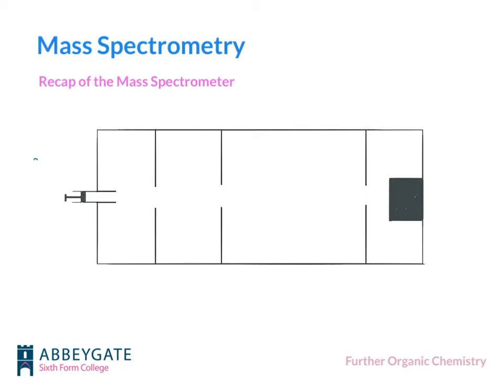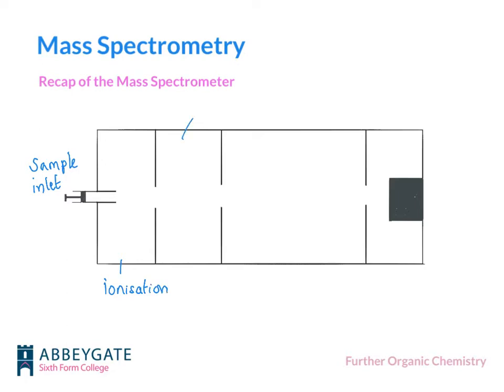Today we're going to look at mass spectrometry. So I thought it would be good to start with a little recap of what happens in the mass spectrometer. As you can see, to begin with, we have the sample inlet where our sample is injected into the machine. And the first chamber it's injected into is the ionization chamber.